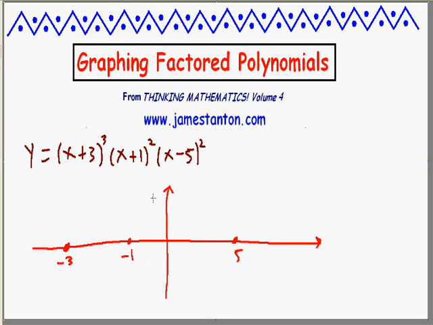Let's put in an extreme x value. Let's put in like 1,000,000. We'll have something, basically 1,000,000 plus 3, cubed, times 1,000,000 plus 1, squared, times 1,000,000 minus 5, squared. That wants to be positive times positive times positive, so it wants to be huge and positive.